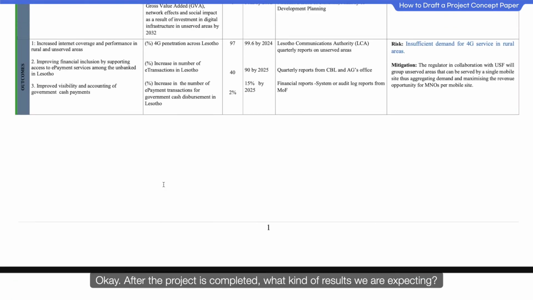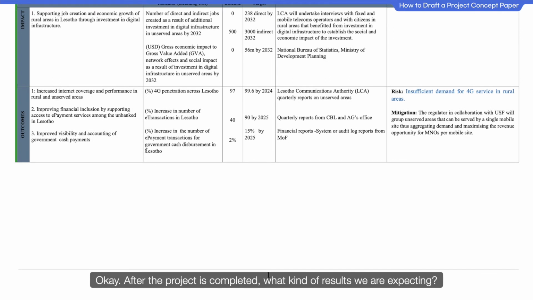Okay. After the project is completed, what kind of result are we expecting? So number 1 result as an outcome will be increased internet coverage and performance in rural and unserved areas. So baseline is 97 currently. So target is 99.6%. So our achievement will be 2.6% point of the 4G penetrations.